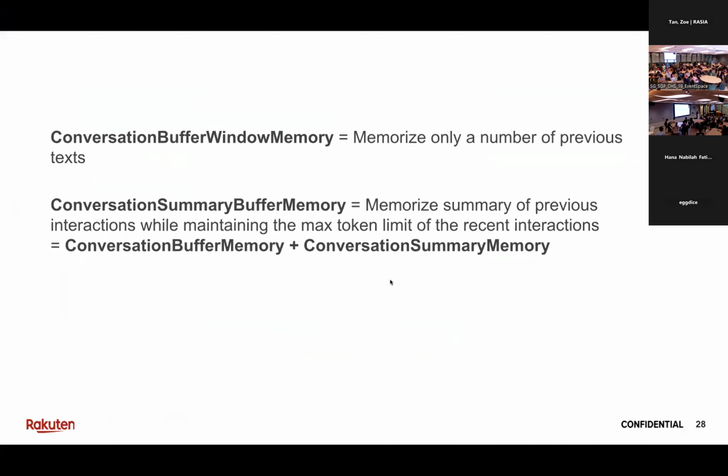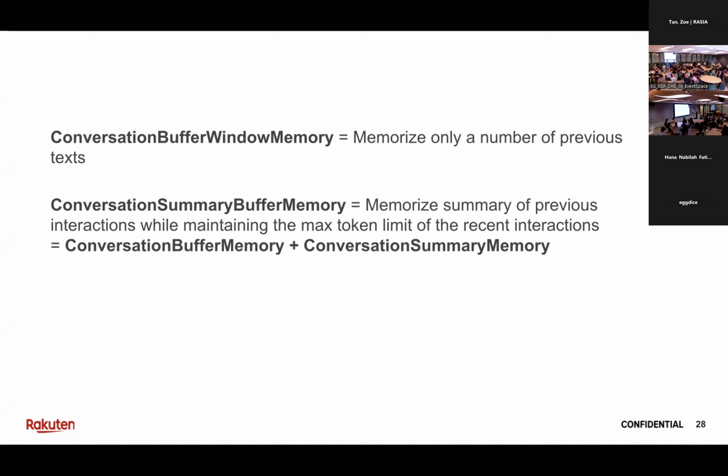And the last one is conversation summary buffer memory. This is actually a combination of conversation buffer memory and summary memory. It memorizes a summary of previous interactions, while also maintaining a maximum token limit for the recent interactions, which can be great because the bad thing about conversation buffer window memory is you lose a lot of context as the conversations become larger. And let's say the K is not that large, which can be very tricky.